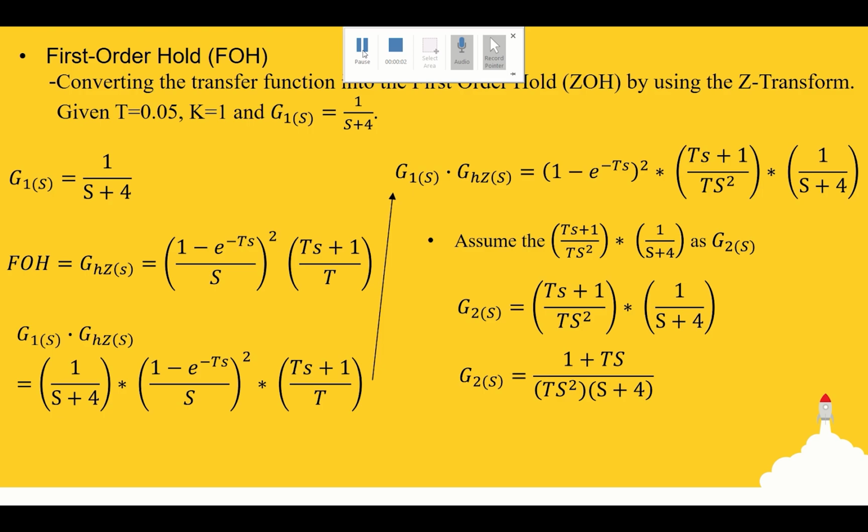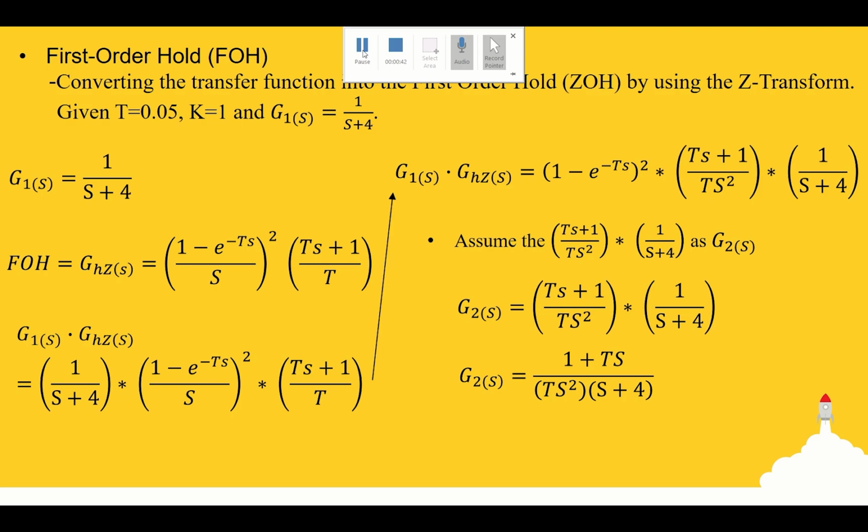Assalamualaikum. My name is Firdaus and I'm here to explain the first order hold, which is the FOH. In FOH, there is input and output, and there are two blocks, which are the FOH block and the S domain. This system is an open system because there is only input and output, and there is no feedback.